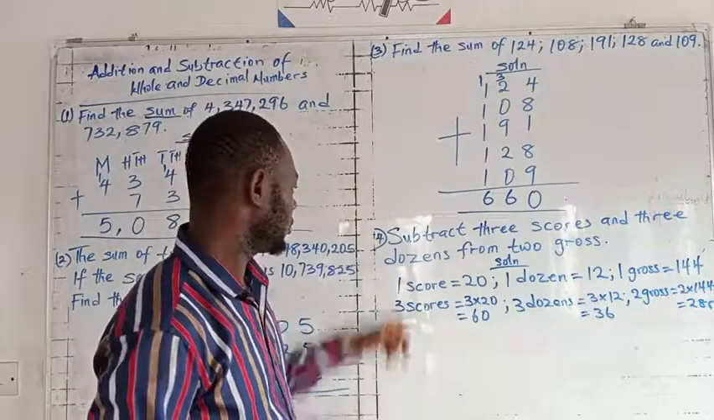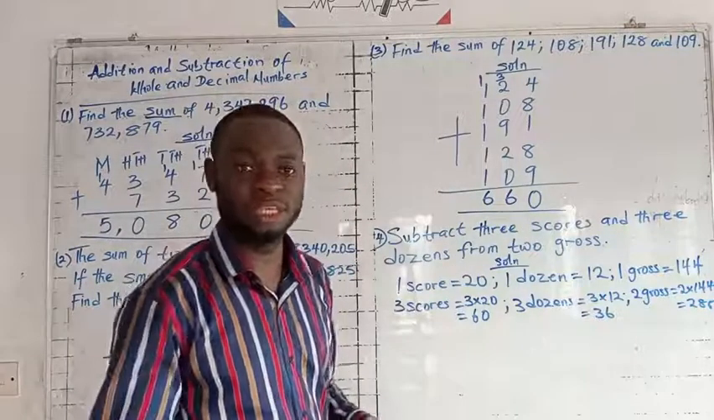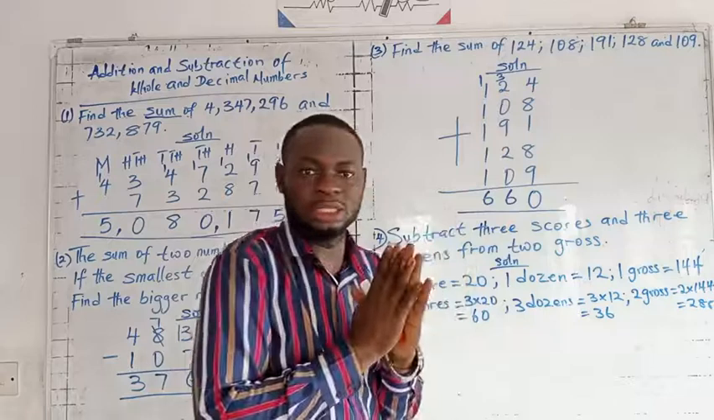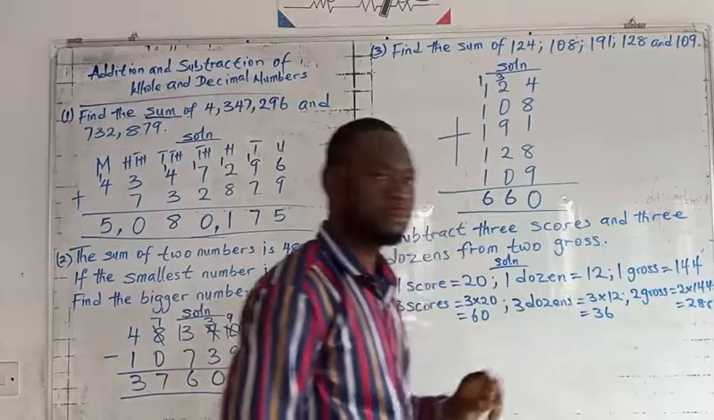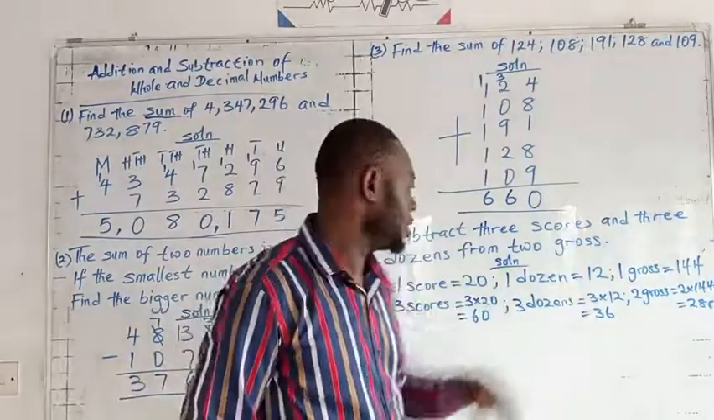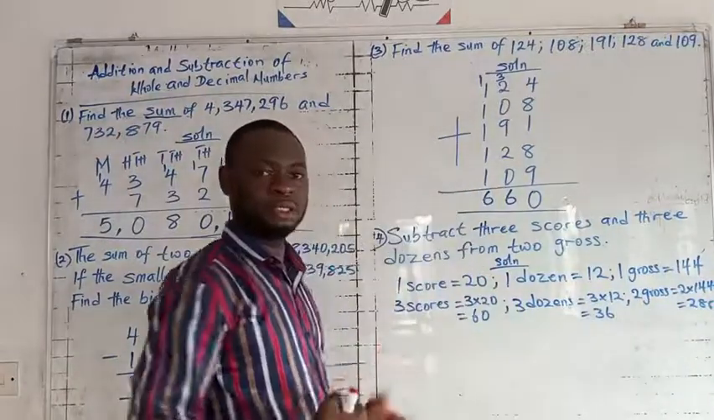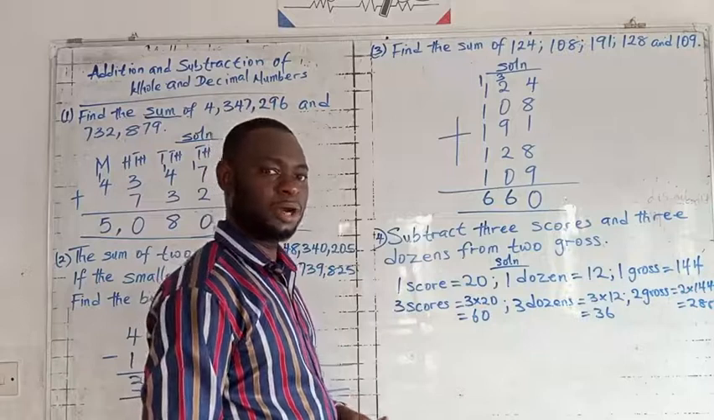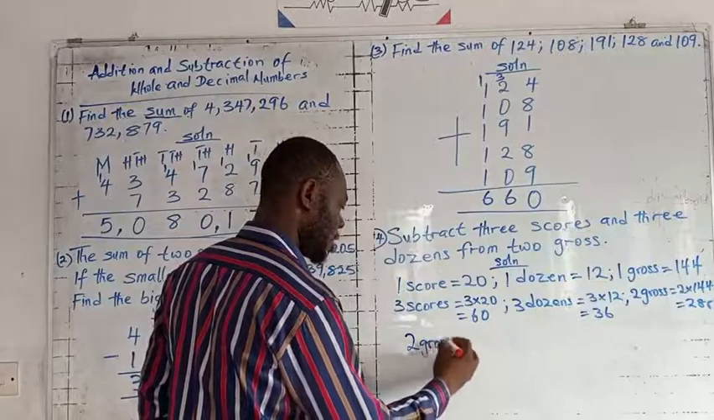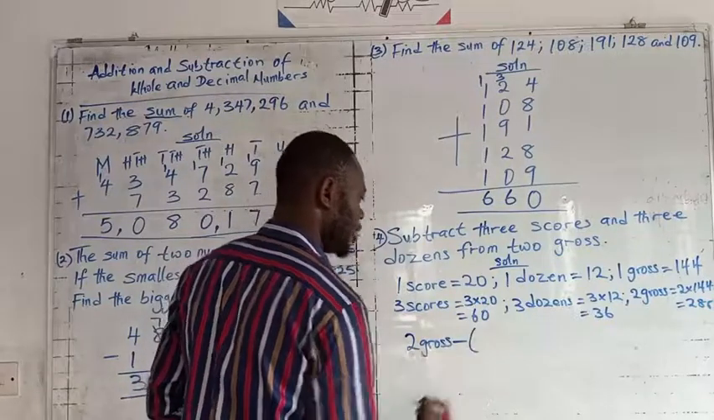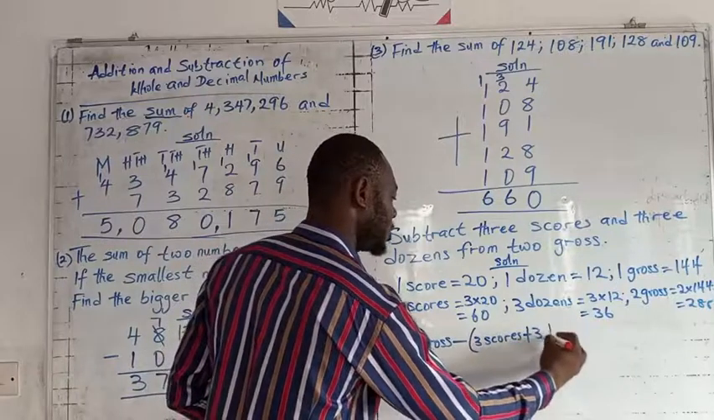The question says, subtract 3 scores and 3 dozens from 2 gross. So 3 scores and 3 dozens means 3 scores plus 3 dozens, and that is now 60 plus 36, from 2 gross, meaning 288 minus 60 plus 36. I can put it as 2 gross minus, I open a bracket, 3 scores plus 3 dozens.